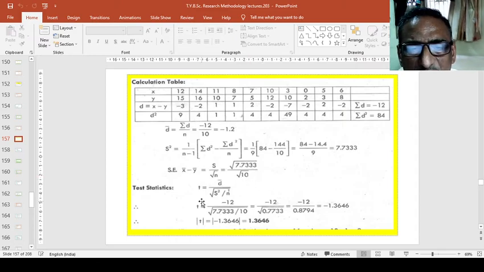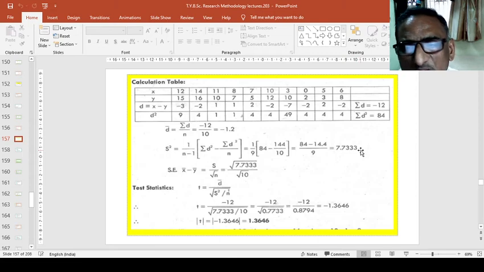So the answer that comes at the end is 7.73. So we can calculate the test statistics. First of all calculate the d value, then the s value and standard error. Once you calculate all the values, you put the values in the t-test significance, and we will find 1.3646.